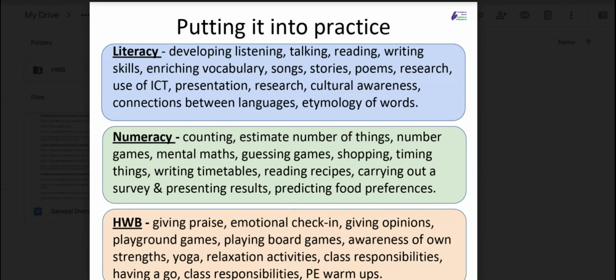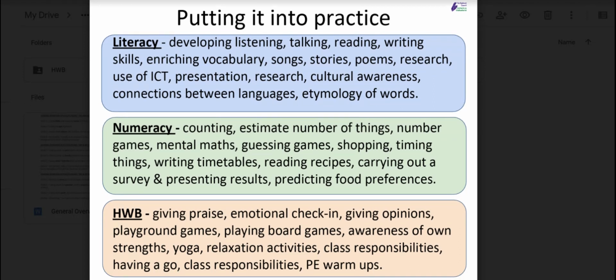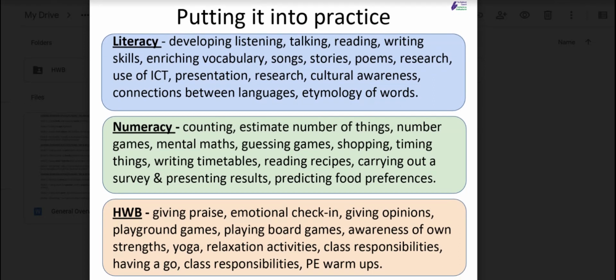If we want to think carefully about how we put this into practice, here are some very simple examples for literacy, numeracy, and health and well-being. And you'll probably have a lot more, but this just gives you an overview.